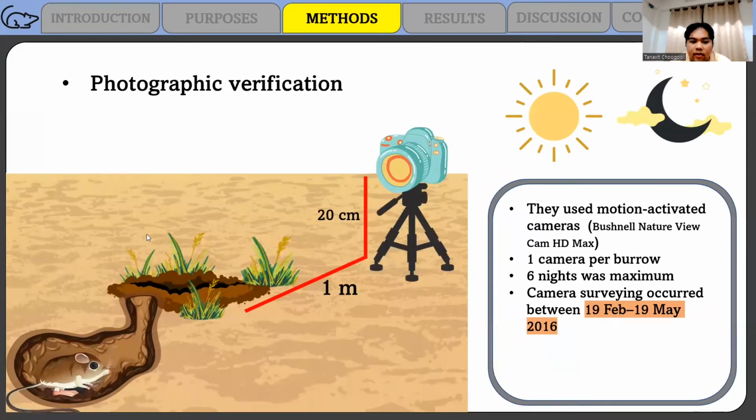Next is photographic verification. They use a motion activated camera, the Bushnell Nature View Cam HD Max. And they use one camera per burrow. For each burrow, they don't do it for more than 6 nights. And the camera surveying occurred between 19 February and 19 May in 2016.